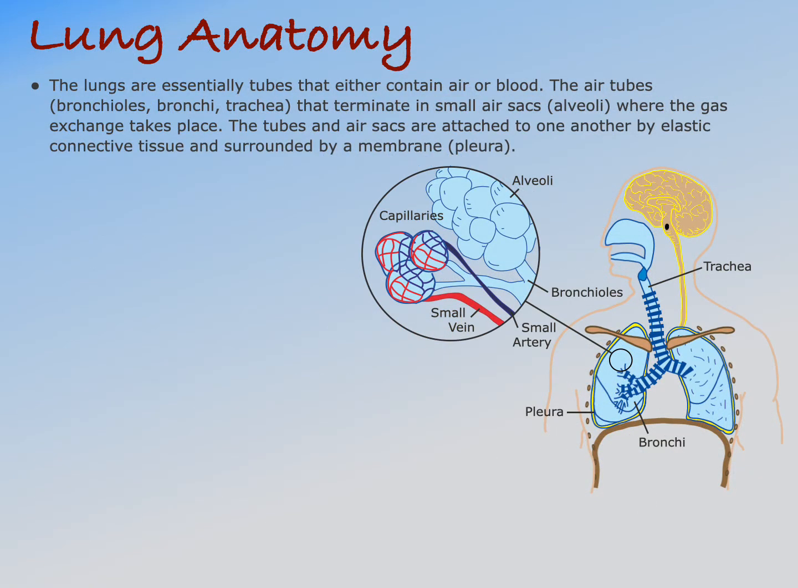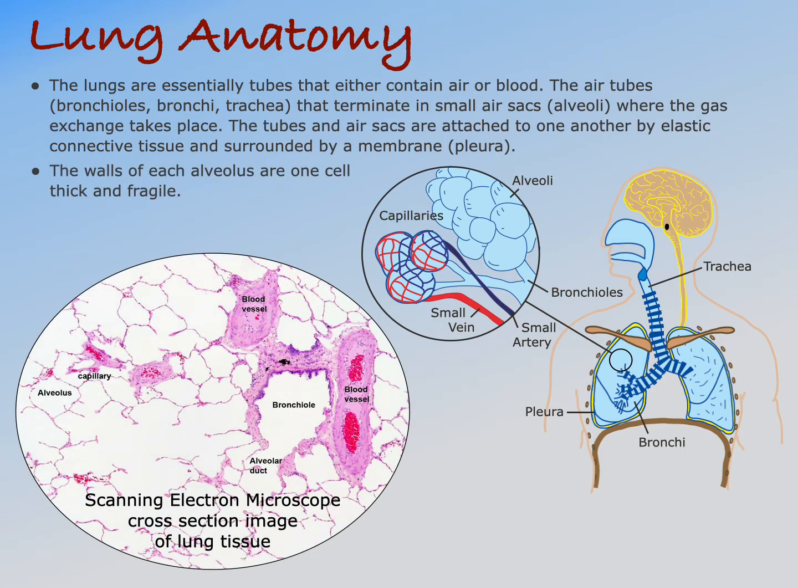Before we can understand why aspirating water causes so many problems, even a little bit of water, we need to understand the lung anatomy a little bit better. The lungs are essentially tubes that either contain air or blood. The air tubes, the bronchioles, the bronchi, the trachea, terminate in small air sacs called alveoli. And that's where the gas exchange takes place. The tubes and the air sacs are attached to one another by some elastic connective tissue, and they're surrounded by a membrane called the pleura. Of note, the capillaries surround those air sacs, and that's where the gas exchange happens.